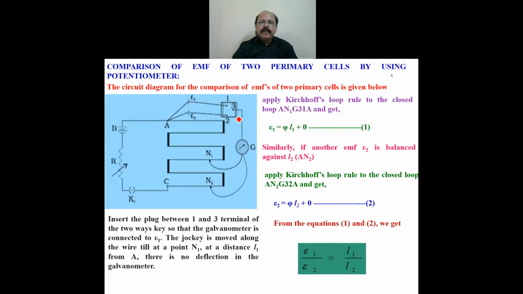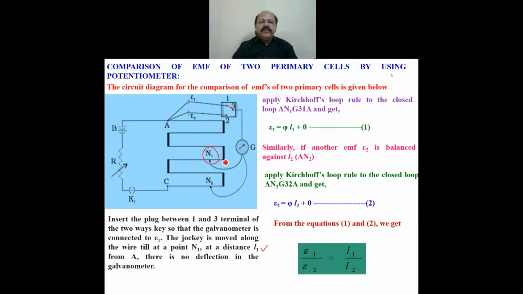So first we close the key K1 so that a constant current flows through the potentiometer wire with the help of the rheostat. After that we insert a plug between 1 and 3 so that the cell of EMF E1 comes in the circuit and E2 remains disconnected. And with the help of the jockey, we find a point on the potentiometer wire at which the galvanometer shows no deflection. Let it be N1. Then we note the length AN1.